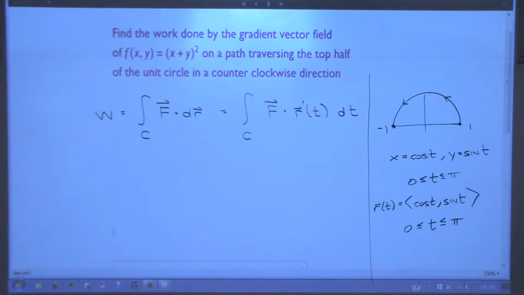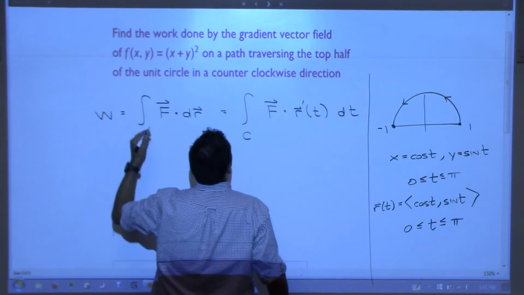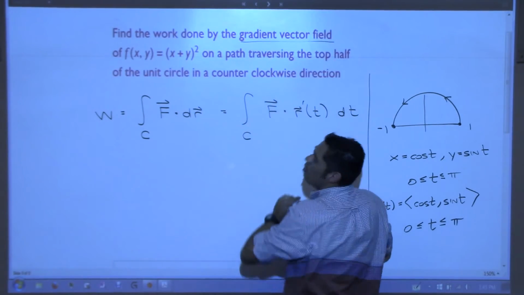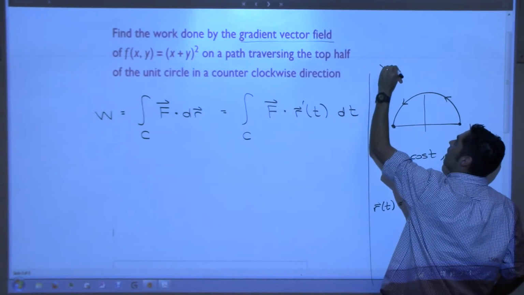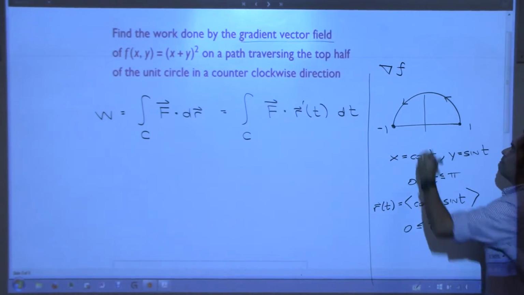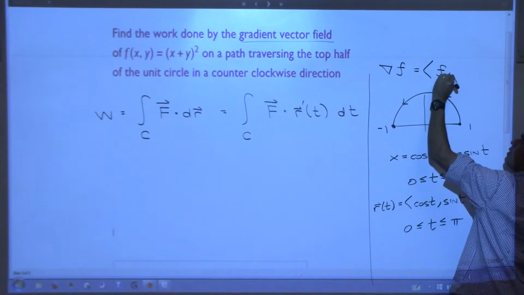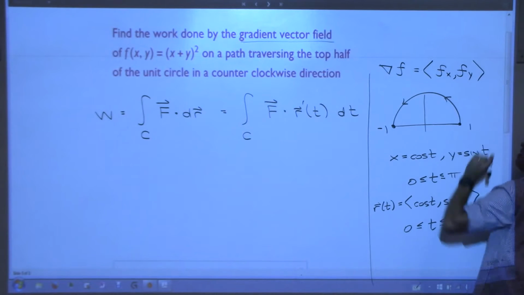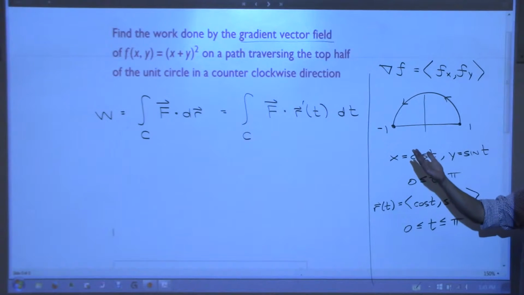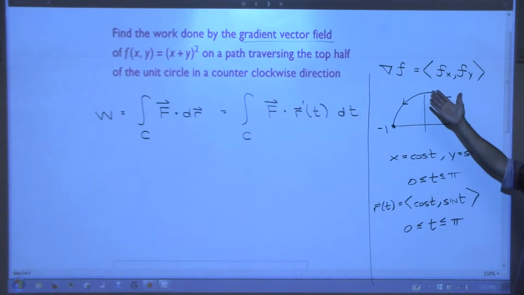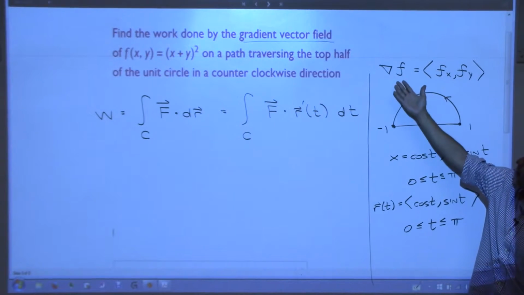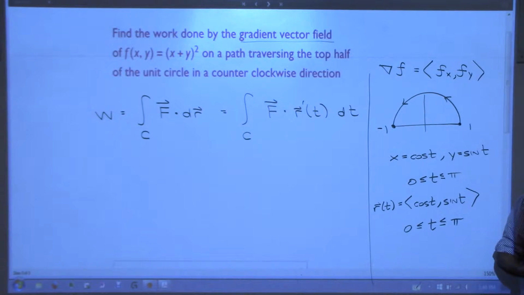What's the gradient vector field of the scalar function f? It's going to be a vector with partial x, partial y. That's right, good. When you say gradient vector field, everyone here needs to know what that means. That means the gradient of the scalar function f, which by definition in this case is the partial of f with respect to x, partial of f with respect to y. It's only two-dimensional because f is two-dimensional. This gradient vector field is the capital F they want us to use.